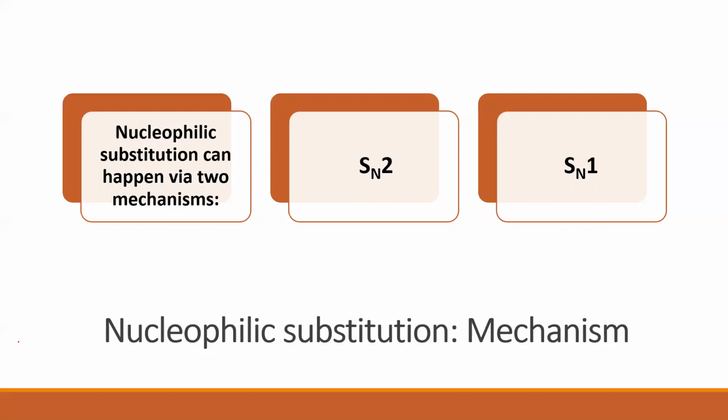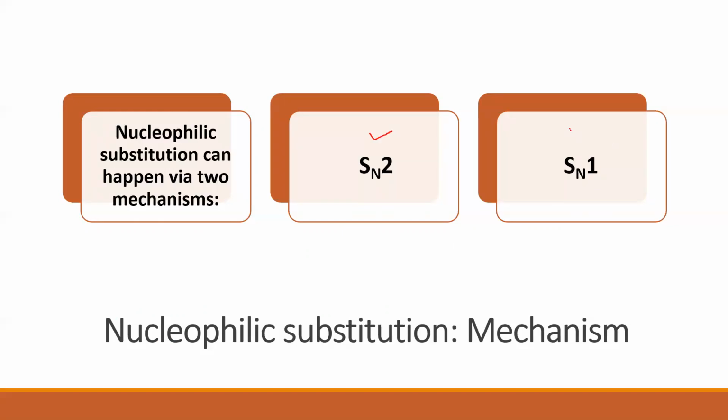We will have to focus on the mechanism of nucleophilic substitution reaction. Now we just looked at the general reaction, how it actually happens. Now we need to look at what are the various steps involved. How does it actually take place via the mechanism? Nucleophilic substitution can happen via two mechanisms. Which are the two mechanisms?